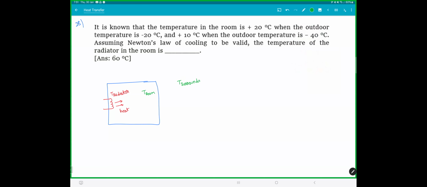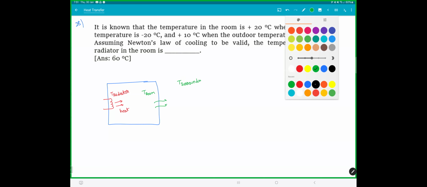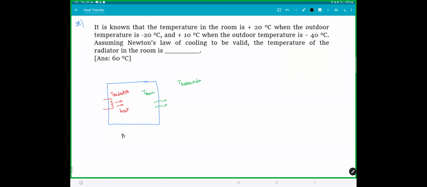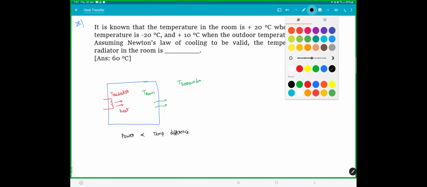Now outside, if it becomes very cold, what will happen? Some heat will escape. So the power given by the radiator, or the power emitted, is always proportional to the temperature difference. The more temperature difference you have, the more the heat will flow. Clear? Now look at the question.